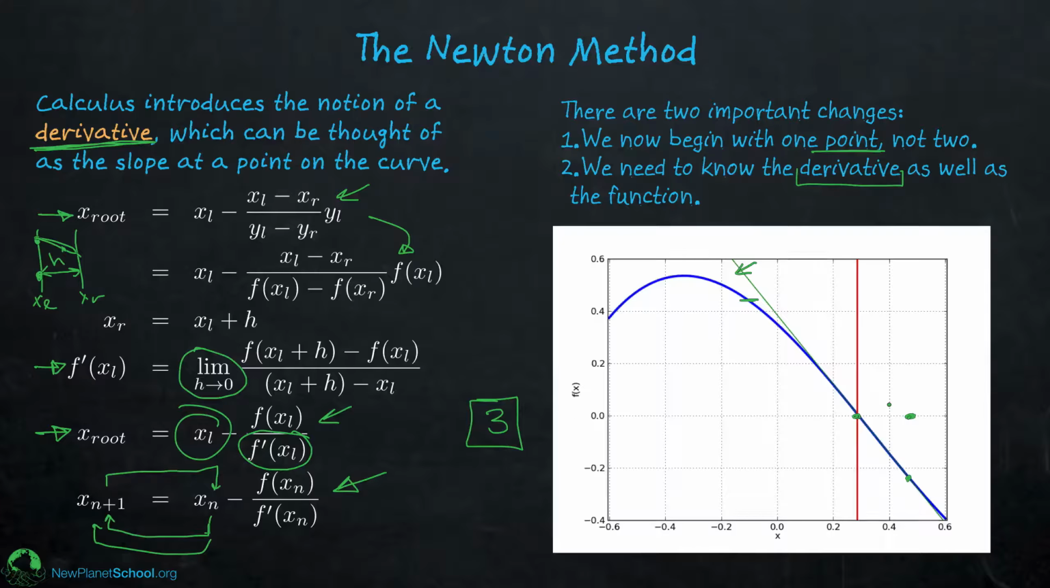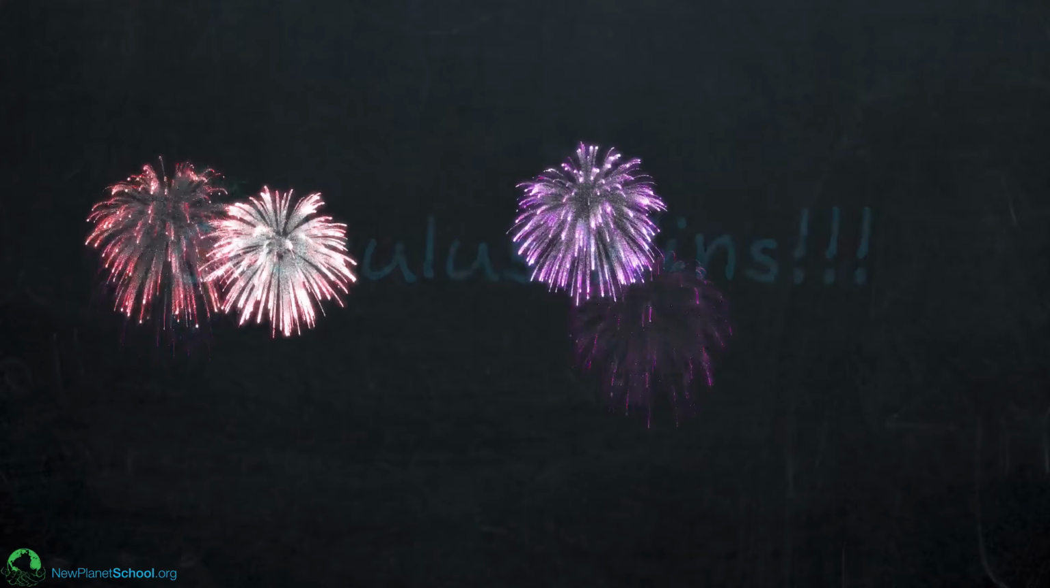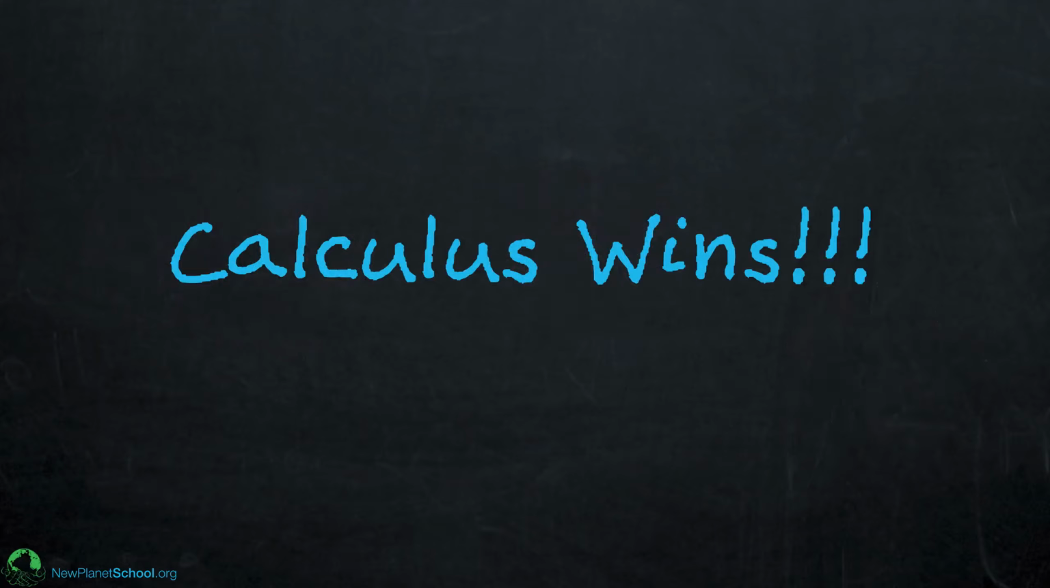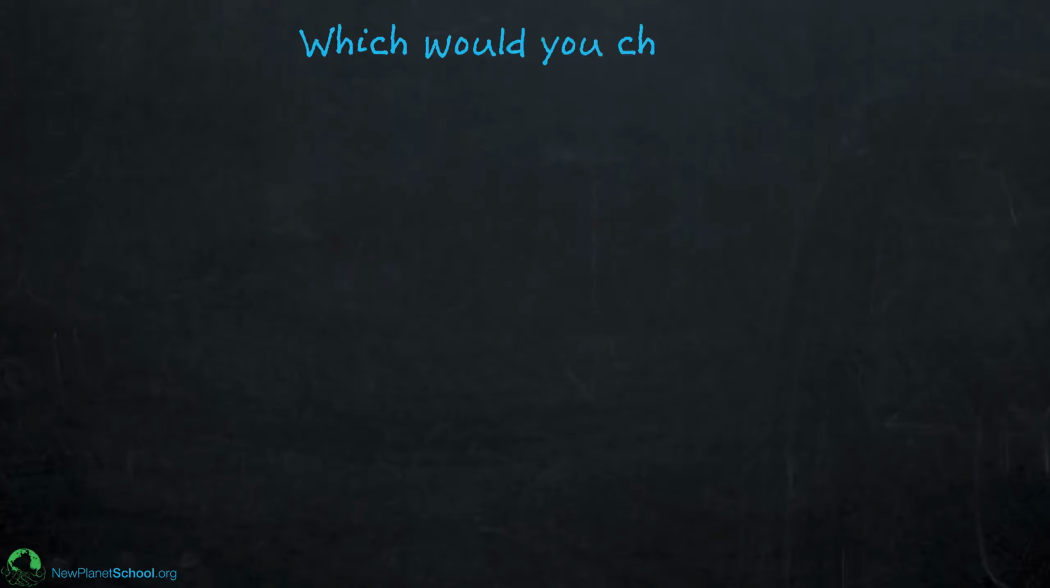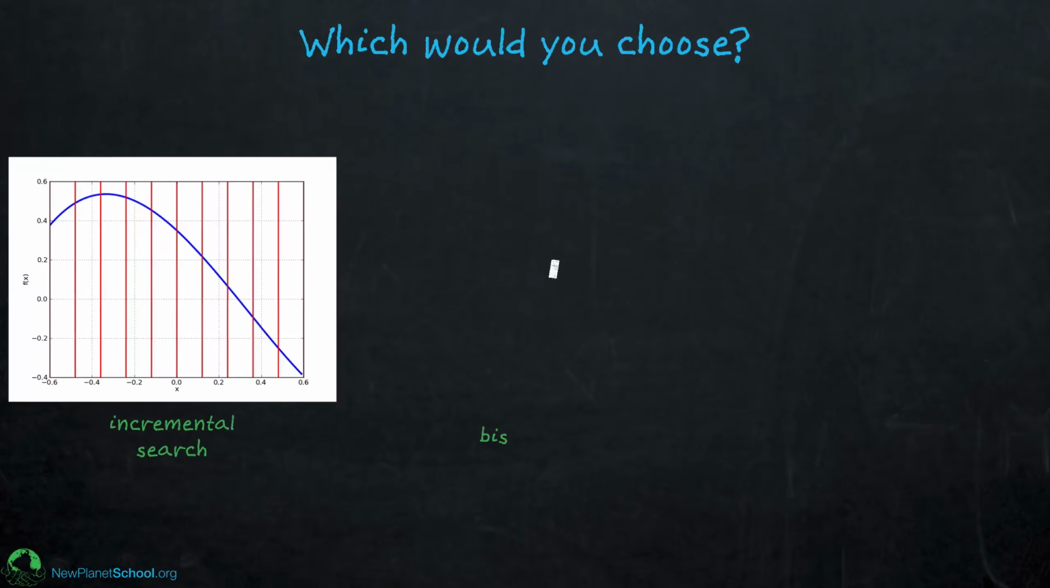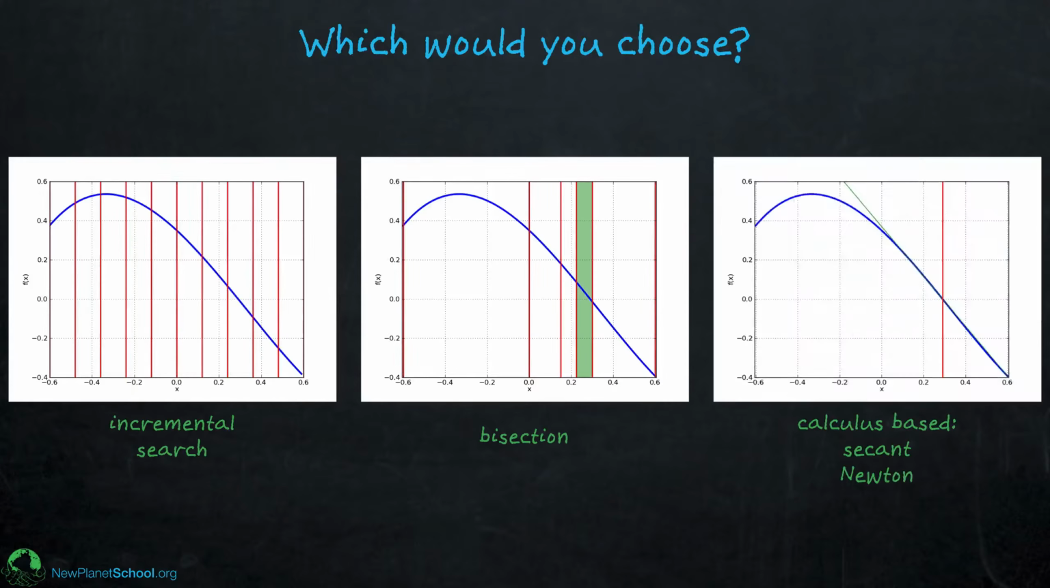So what we can see here is that clearly calculus wins. So by using calculus, we can solve equations extremely rapidly and extremely accurately. So think about it. Which would you choose? Here are the 4 methods that we considered: incremental search, bisection, and calculus based.